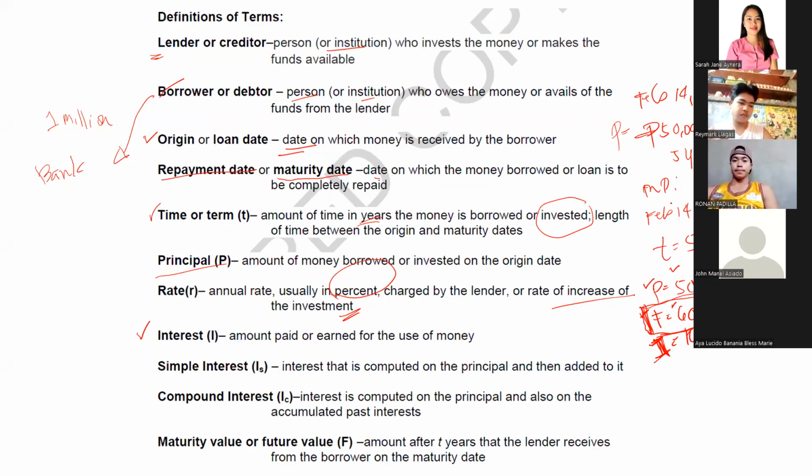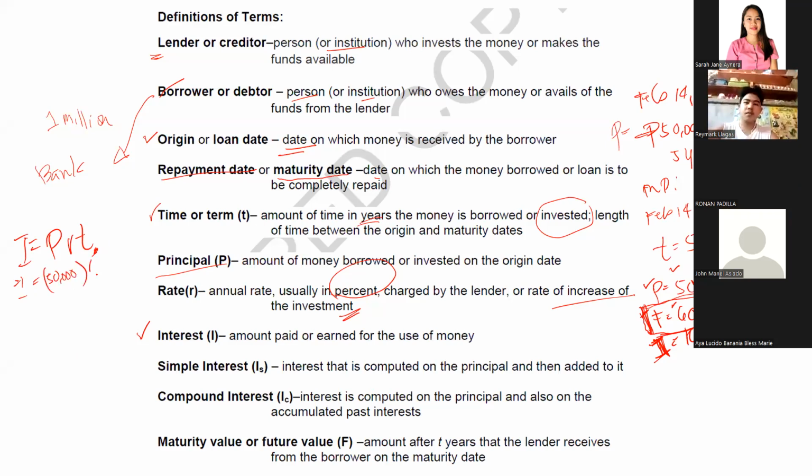Meron din tayong tinatawag na simple and compound interest. So, pag sinabi natin simple interest, this is an interest computed on the principal and then added to it. Ang formula for simple interest, kung matatandaan ninyo, that is interest is equal to PRT. Principal times rate times the time. Ang kino-compute lang dito is kung ilang taon. Halimbawa, nag-utang ka ng 50,000. Ang rate of interest mo is, sabihin natin 2%. So, in decimal, ang 2%, that is 0.02.